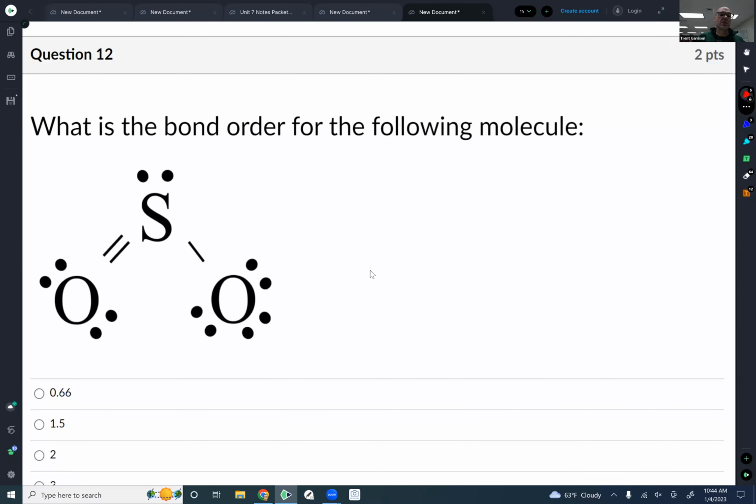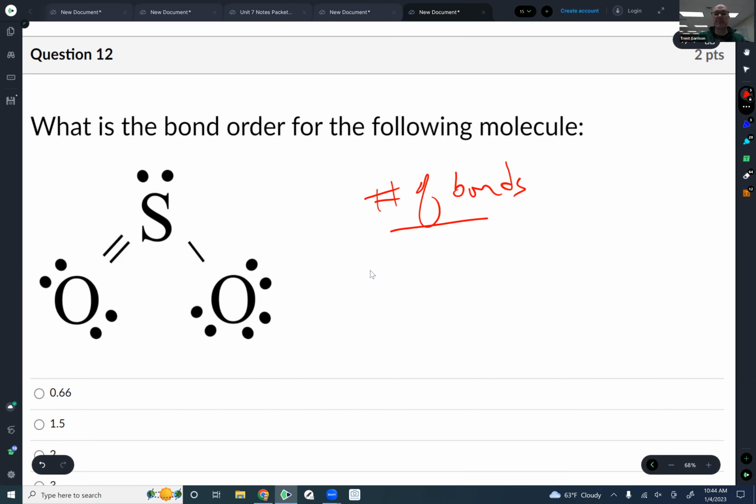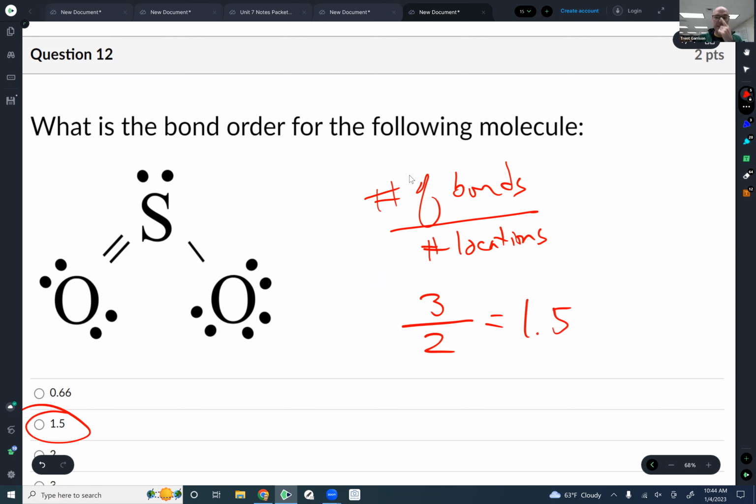All right, question number 12. What is the bond order? So bond order is number of bonds divided by the number of locations or ligands, if you will. So we have 3 bonds in 2 locations. It's going to be 1.5. I don't know if there is a second question down below.